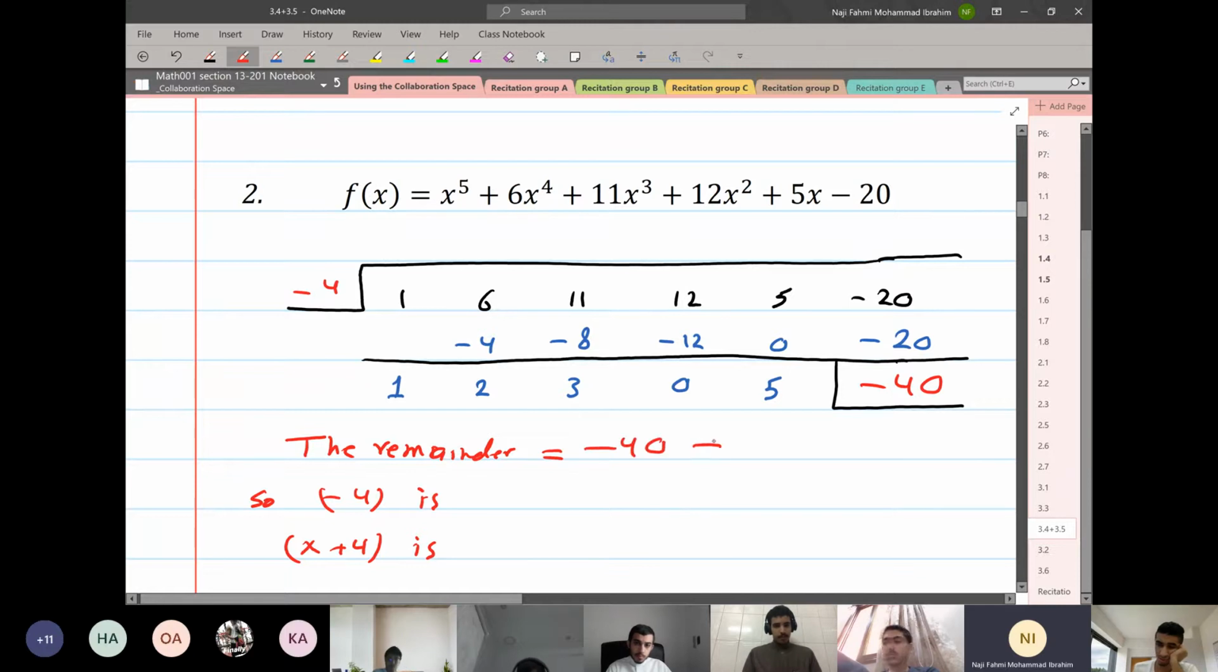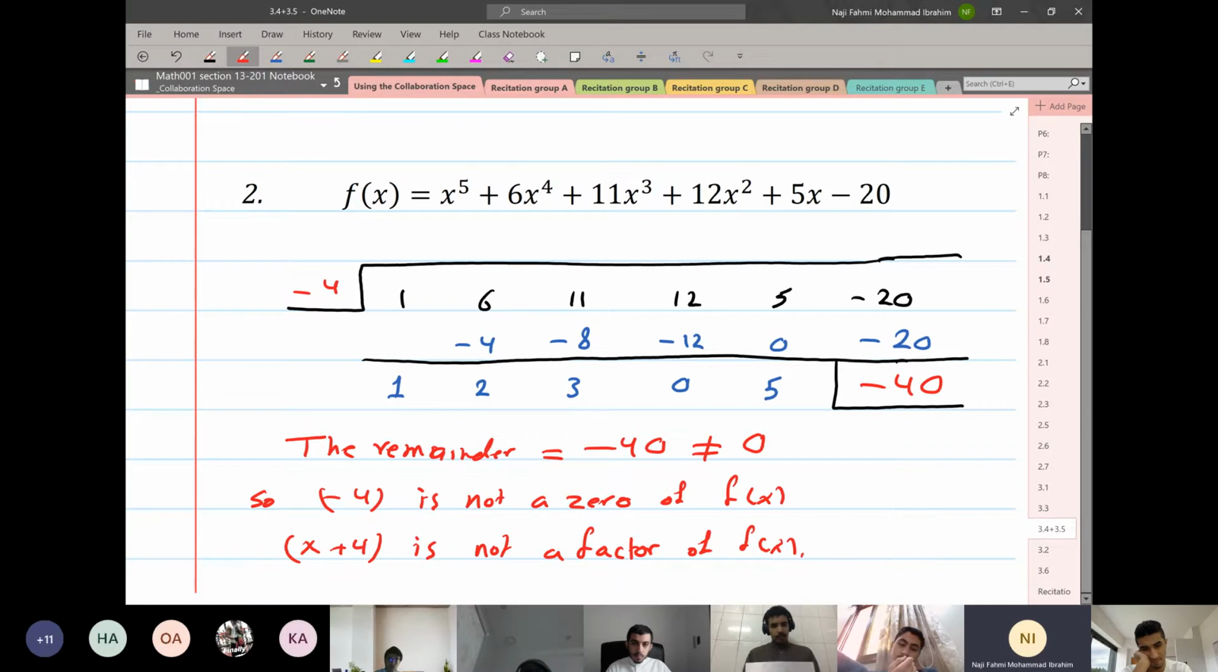Is it equal to 0 now, this remainder? No. So we say negative 4 is what, Shabab, now? Not a factor. f of x. So x plus 4 is not a factor of f of x because the remainder was not 0. Any questions?